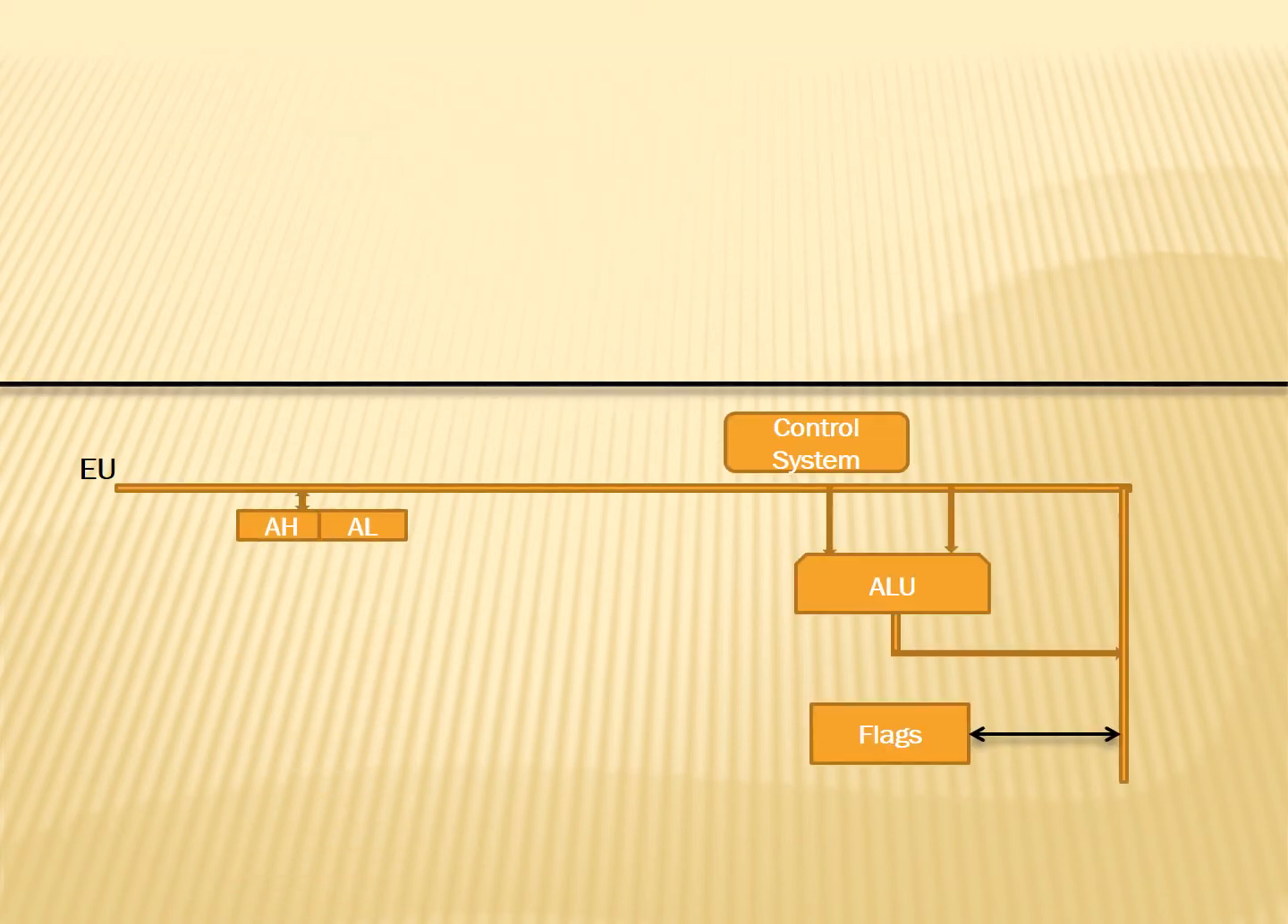Firstly, we have the general purpose register. Along with the general purpose register, we also have the pointer register and index register.